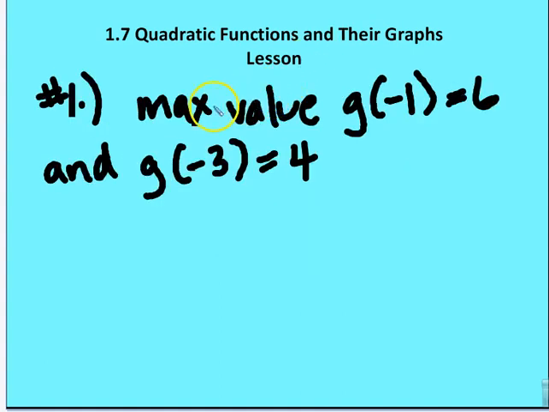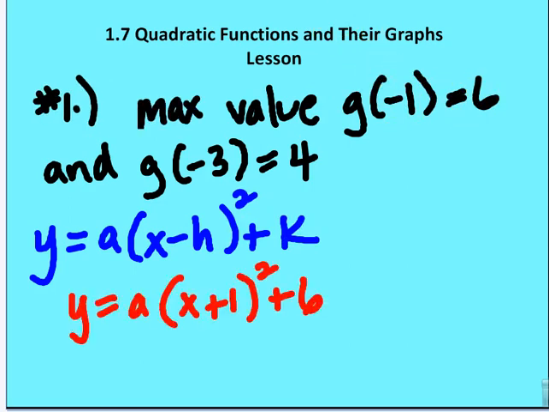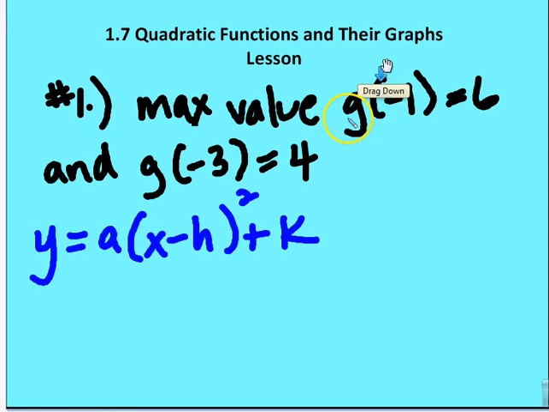All right, so I'm given the maximum value g of -1 is equal to 6 and g of -3 is equal to 4. So I know that the parabola opens down. I know the maximum value is at -1, 6, and the maximum value is the vertex. So I'm going to use vertex form. y is equal to a times (x minus h) squared plus k, and I'm going to substitute these values -1 and 6 in, and I end up with y is equal to a times (x plus 1) squared plus 6, right?